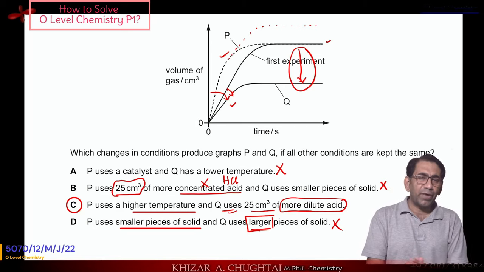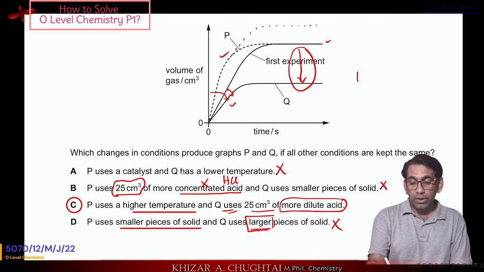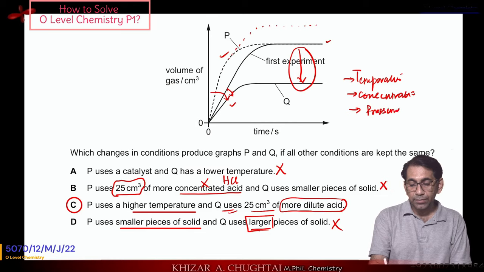You know, there are five factors that may affect the rate of reaction. Number one, temperature. Number two, concentration. Number three, pressure in case of gases. Number four, surface area. Number five, catalyst.